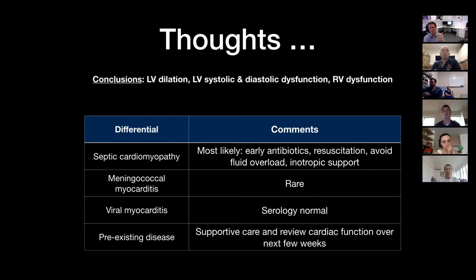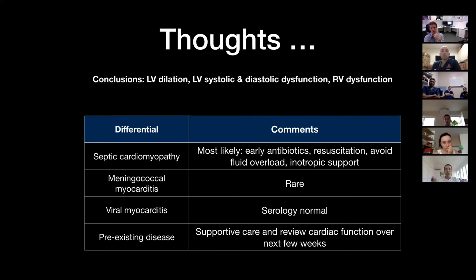Could it be some form of direct myocarditis? Yeah, but meningococcal meningitis sounds pretty rare. Could it be a viral meningitis that we're dealing with? Yeah, maybe, but his serology was normal. Could it be some form of pre-existing disease where you had no past medical history, but, you know, funny things have turned up, haven't they?